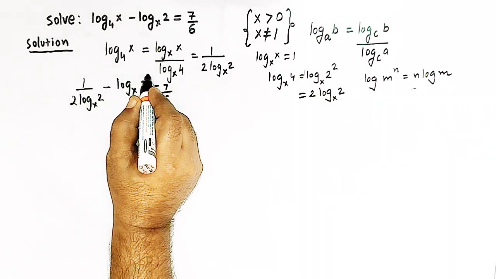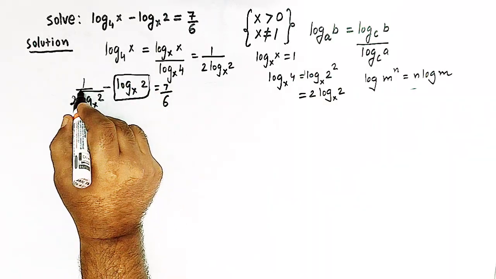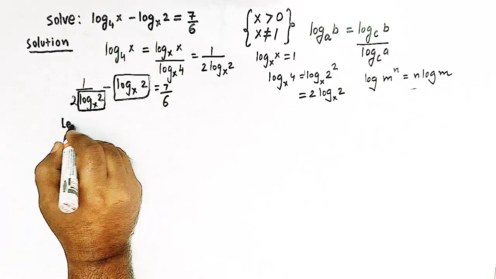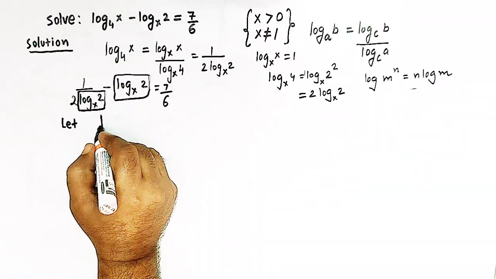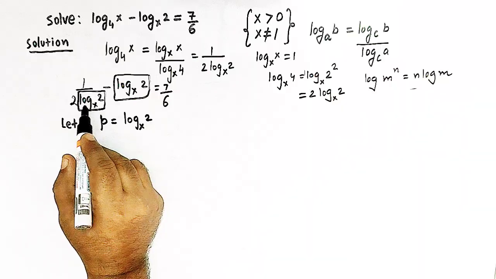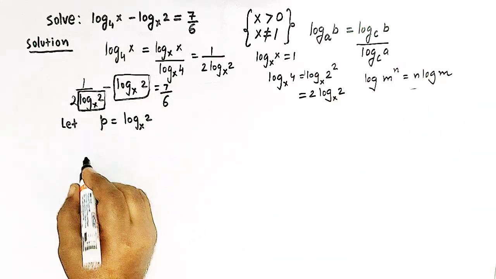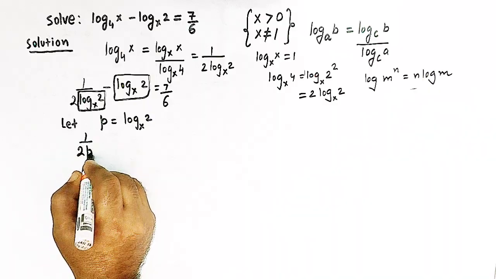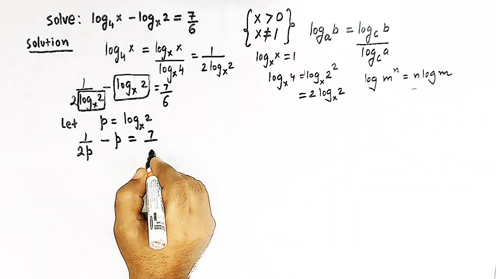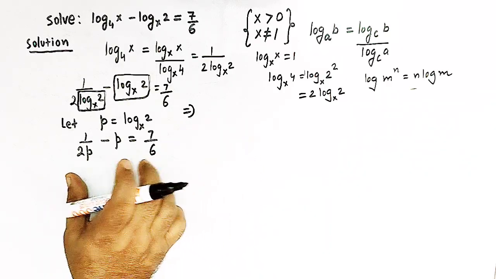Now we can see that here we have a log of 2 to the base x. Here also we have a log of 2 to the base x. So let us assume that p is equal to log of 2 to the base x, and let us replace log 2 to the base x by p in this equation. So we have 1 over 2 times p, then we have here minus p, and this is equal to 7 over 6. So now we can simplify this expression.